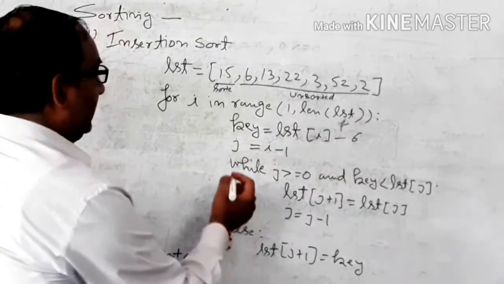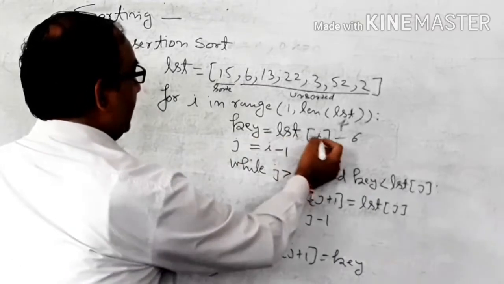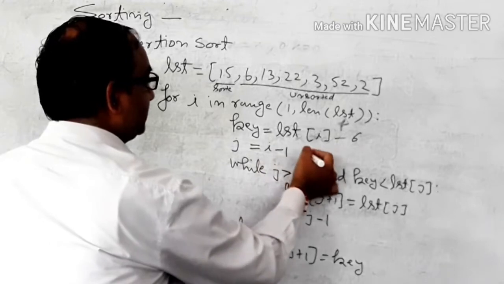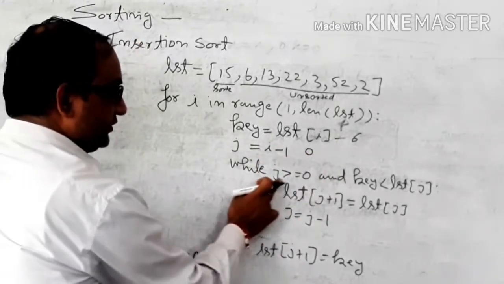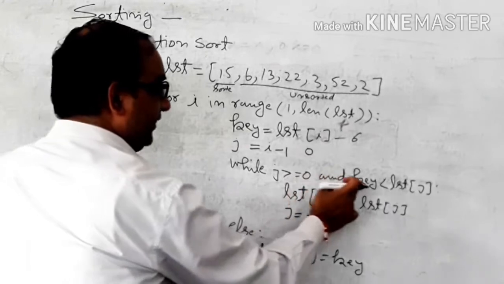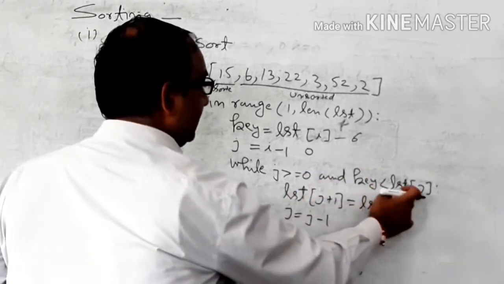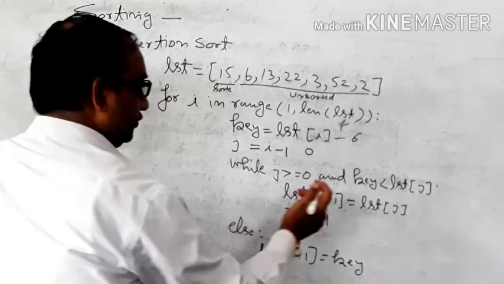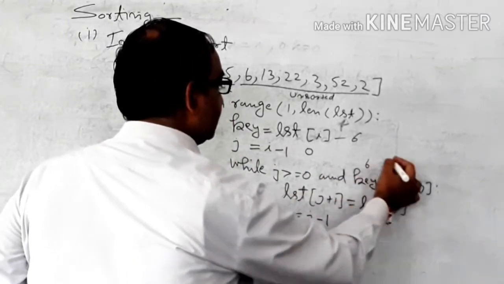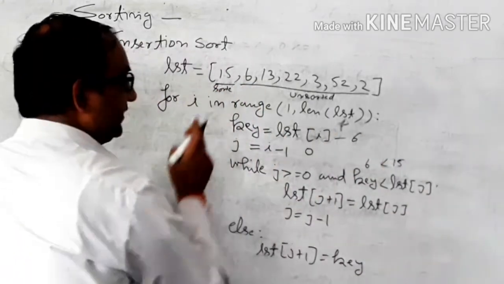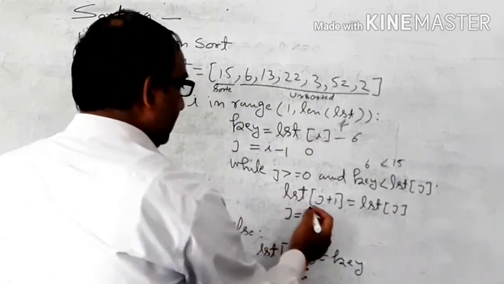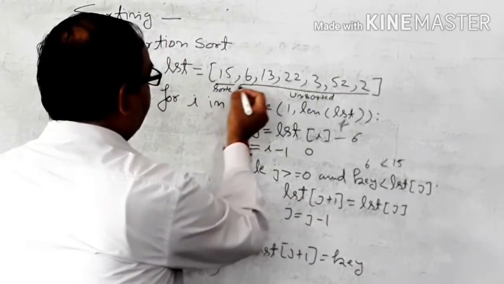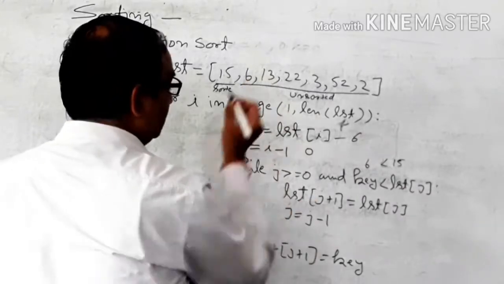Now key is equal to LST[i], which contains the 6. Now j is equal to i minus 1, that is 1 minus 1, which is 0. Now is 0 greater than or equal to 0? Yes. And key is 6, is it less than LST[j]? j is 0, which holds 15. Is 6 less than 15? Yes. So LST[j plus 1]. This is j and this is j plus 1.